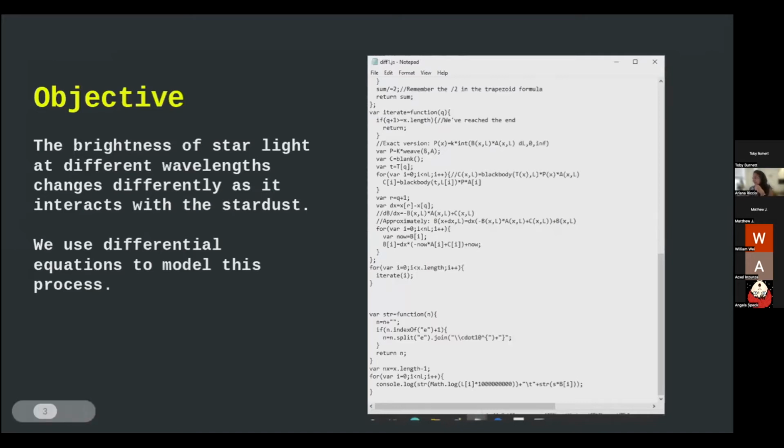Now, the brightness of starlight at different wavelengths changes differently as it interacts with the stardust. My objective was to use differential equations to model this process. This is part of my code, and the main loop is shown.